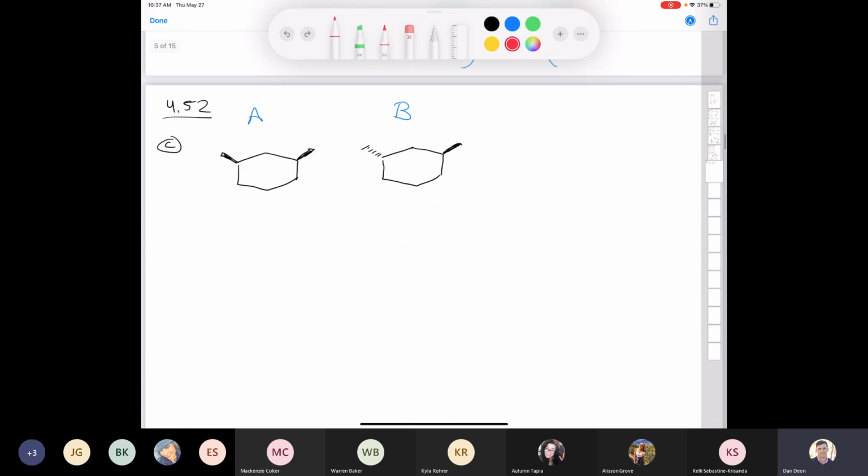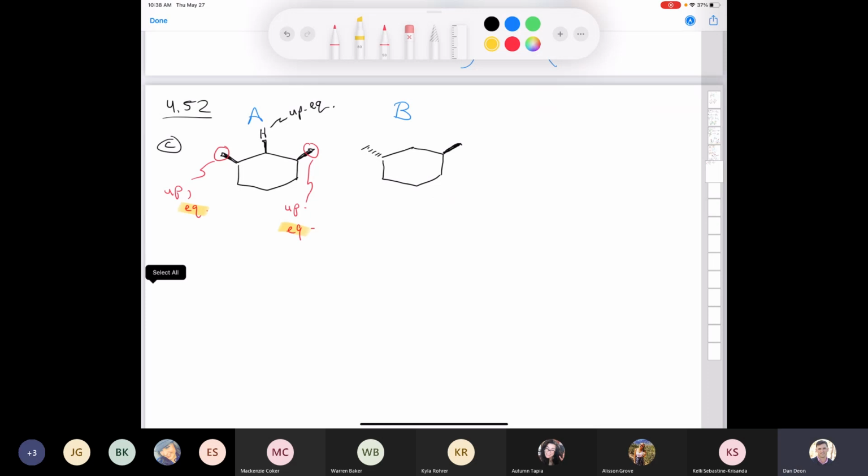But there's no 1,3 diaxial interactions. Anyhow, getting back to this question, 4.52, it's going to be A. Why? Because even if we don't draw the chair, if we just imagine this as being up and equatorial, then this position, the hydrogen that's pointing up like this, and maybe I should use the black pen, this hydrogen that's pointing up, it's up and what? It's up and equatorial. So that means that this position is also going to be up and equatorial. What does that tell you? It tells you that the two substituents that you have are equatorial.